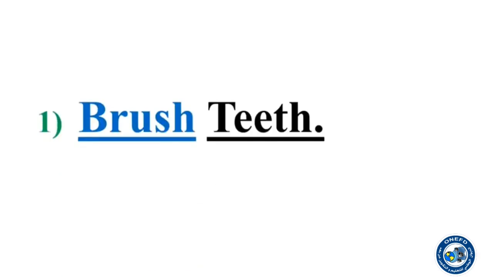Let's take the first sentence. Brush teeth. Brushing teeth is a good habit. So, dear pupils, you should brush your teeth after eating your food. Brush teeth is a sentence. This sentence starts with a verb. Brush is a verb. Also, there is an object. Teeth is an object. There is a verb plus an object.